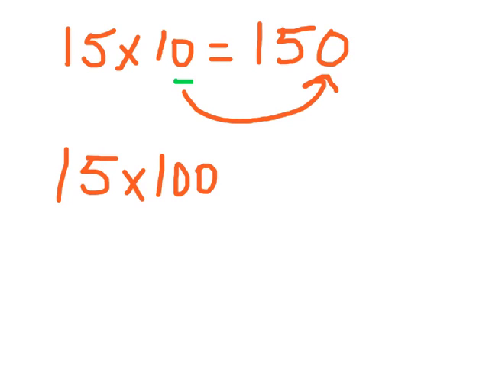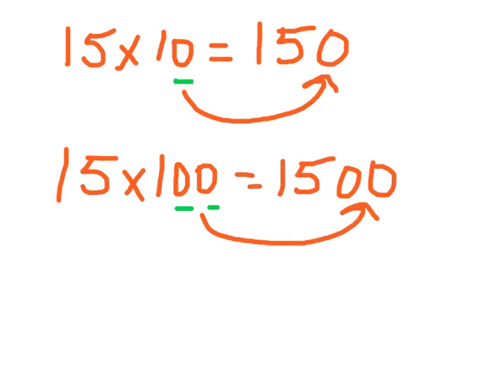How about 15 times 100? Well, 100 has two zeros at the end, so again we're going to do 15 times 1, which is 15, and then we're simply going to tag two zeros on at the end because there were two zeros in 100. So 15 times 100 is 1500, which makes sense.